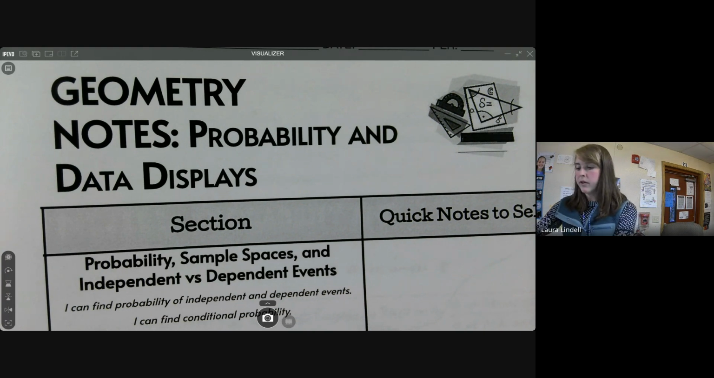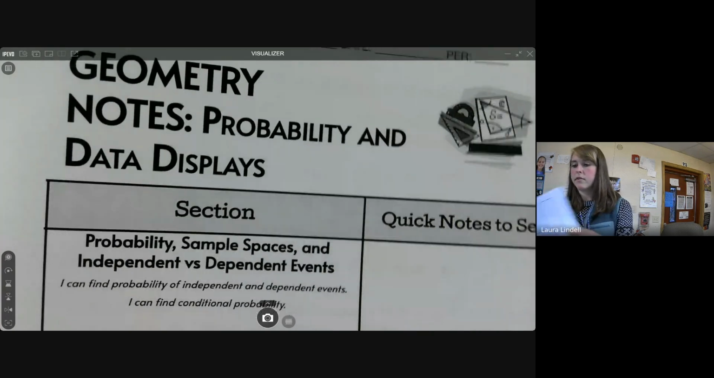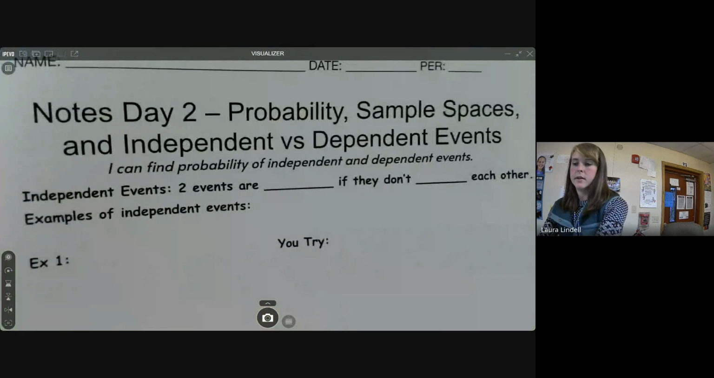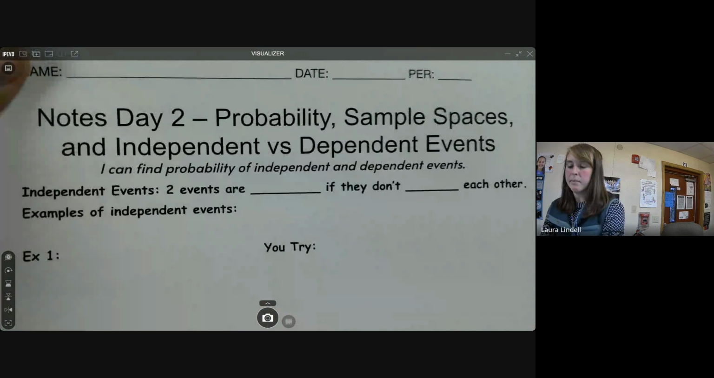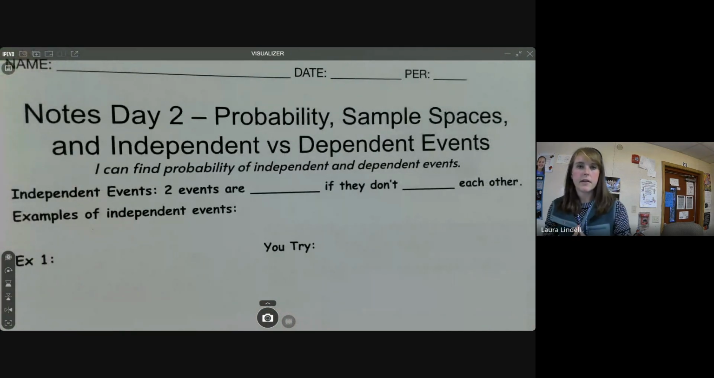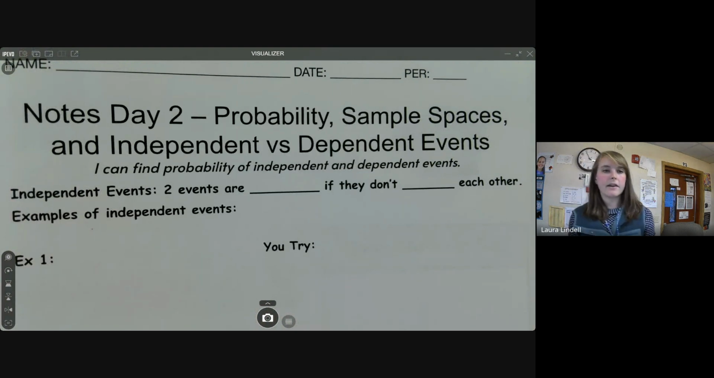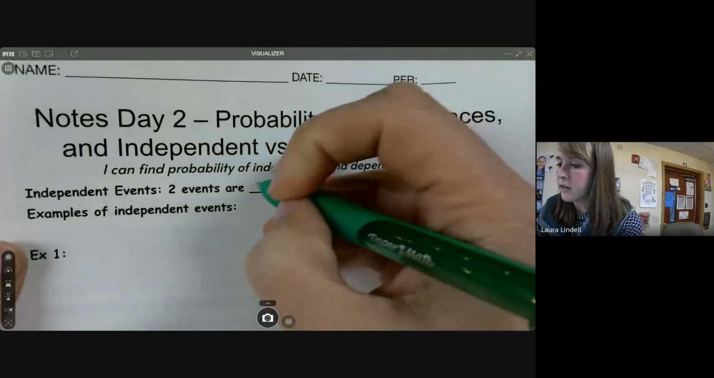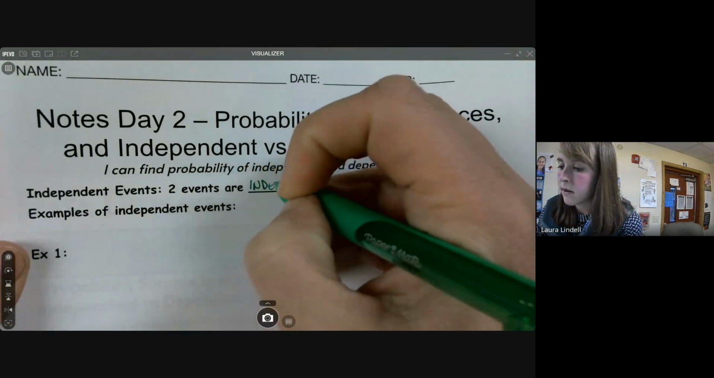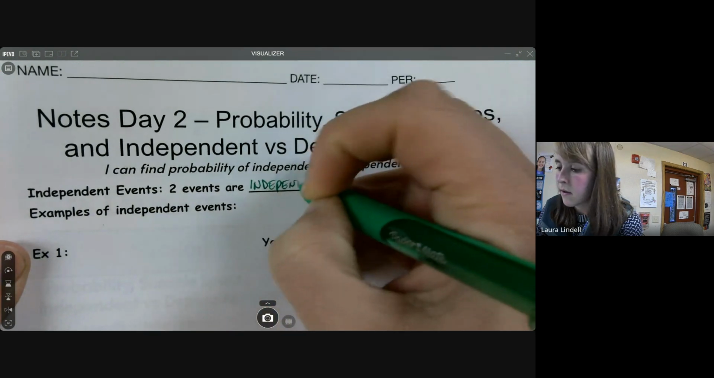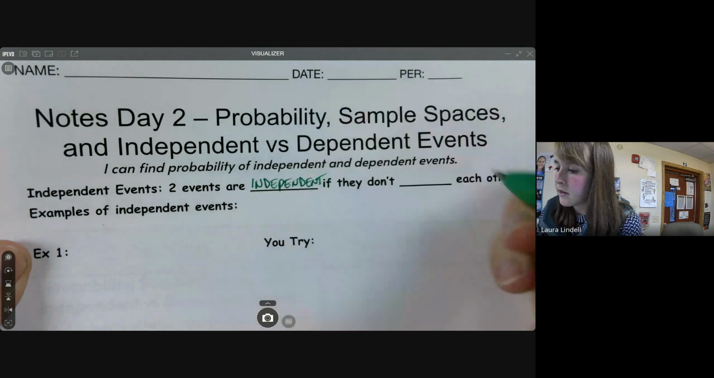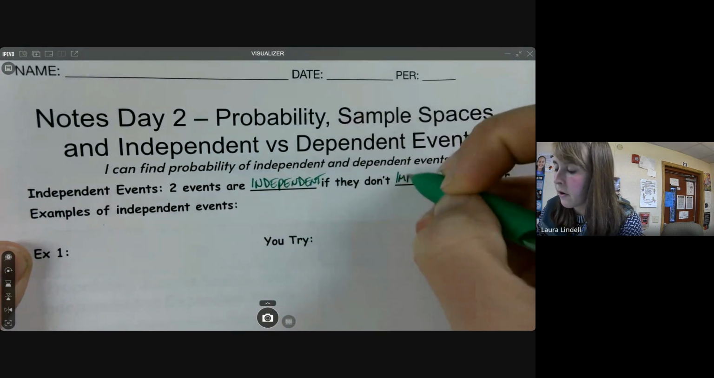Go ahead and flip to the second page of your notes. Day 2. Probability sample spaces, independent versus dependent events. All right, so they are fairly obviously named, hopefully. Independent events are two events that do not impact each other. So two events are independent if they don't impact each other, they don't affect each other.